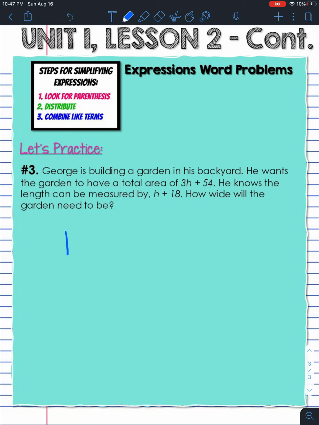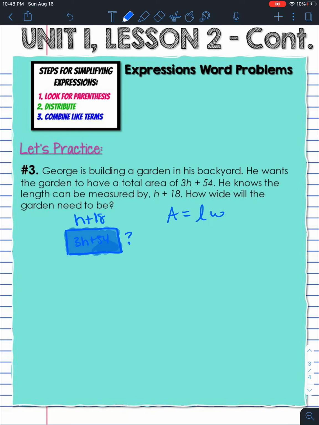Okay, so now let's think about what's happening. He's making a garden. I'm going to assume, since we only have length and width, it's a rectangular garden. He says the length is h plus 18, but he doesn't know the width, okay? But he does know that the total area is 3h plus 54. So the area is the whole, what it takes to fill up the whole garden, right? So what it takes to fill up the whole space.